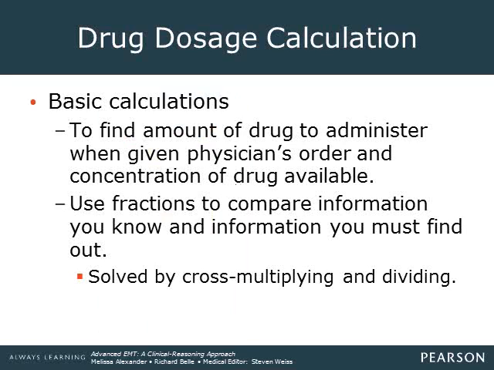So, basic calculations. To find the amount of drug to administer when given a physician's order and a concentration of the drug available, what we need to know is how much the doc or the protocol wants us to give, and how much we have in our hand in that package. So the true calculation is how much of what we have are we supposed to put in the patient. We're going to use fractions to basically get the information that we're looking for. We might have to use a little bit of reducing, some cross multiplying, some dividing to ascertain that information.